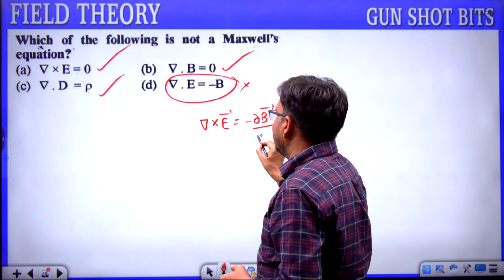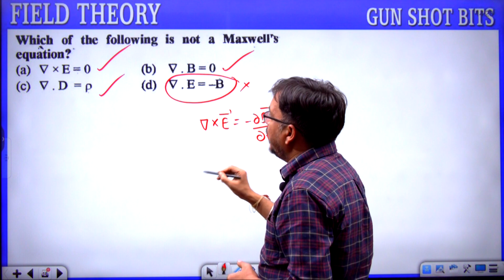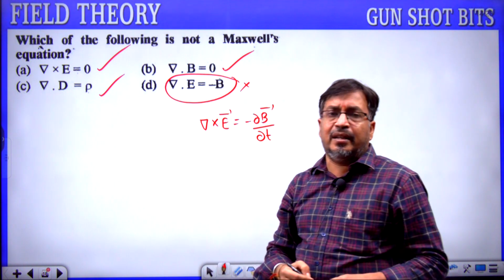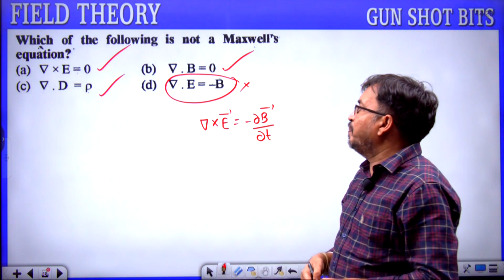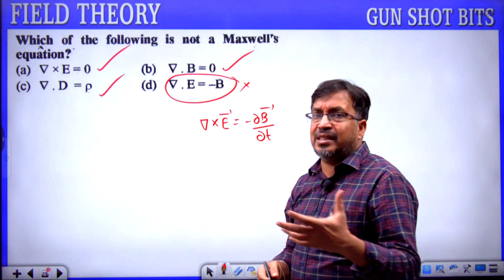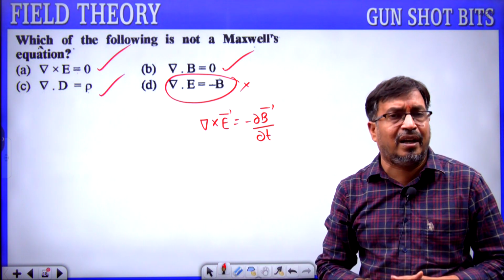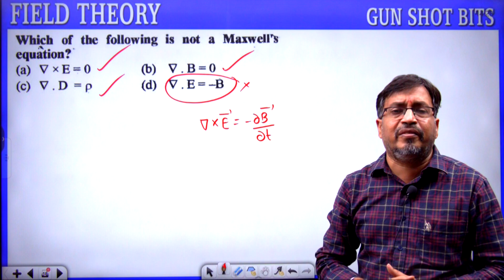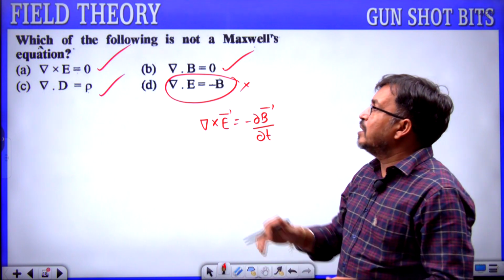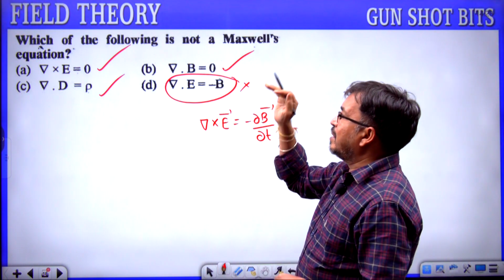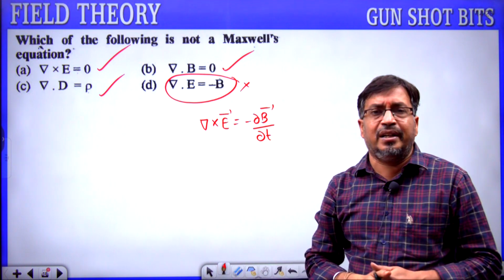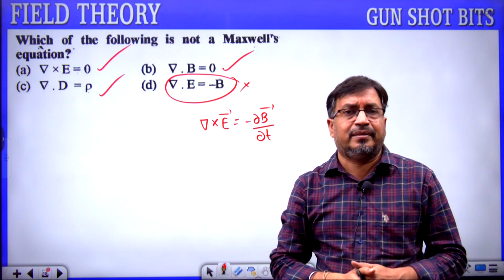This is the Maxwell equation in terms of E and B. Divergence of E equal to minus B is not correct, because the resultant of divergence is not a vector; the resultant of divergence is always a scalar. So the equation that is not Maxwell's means option D is the correct answer.